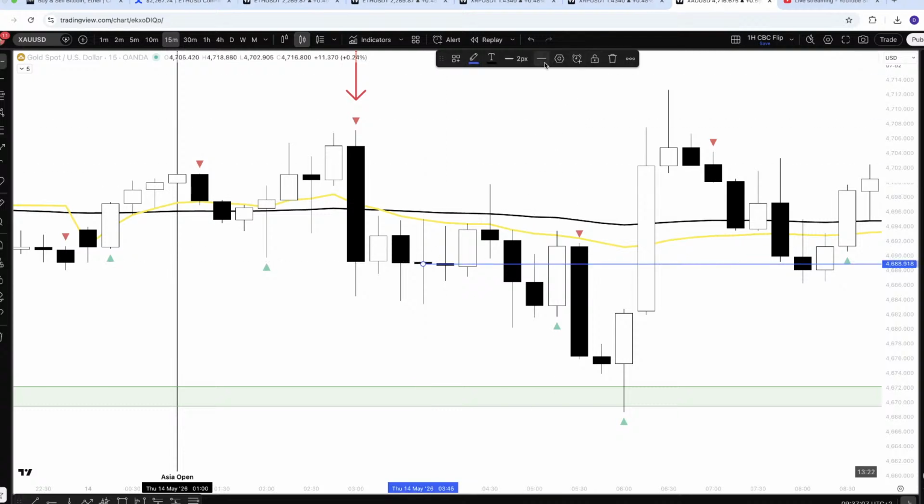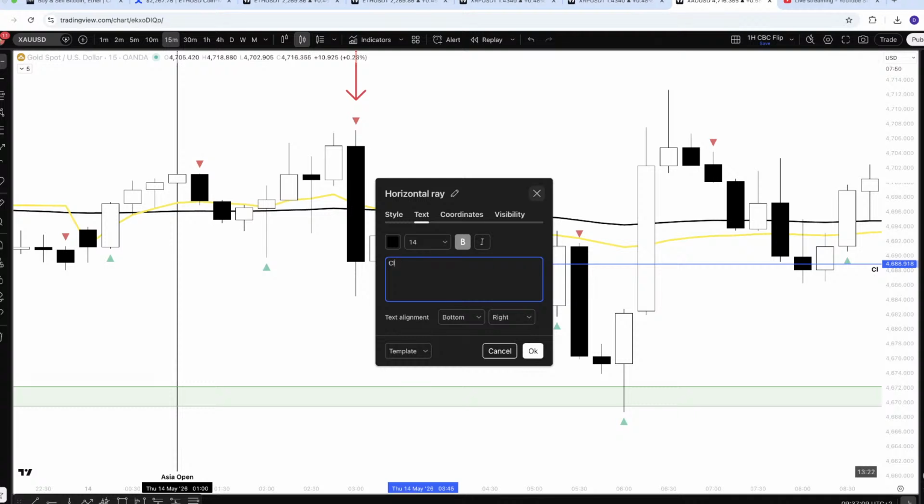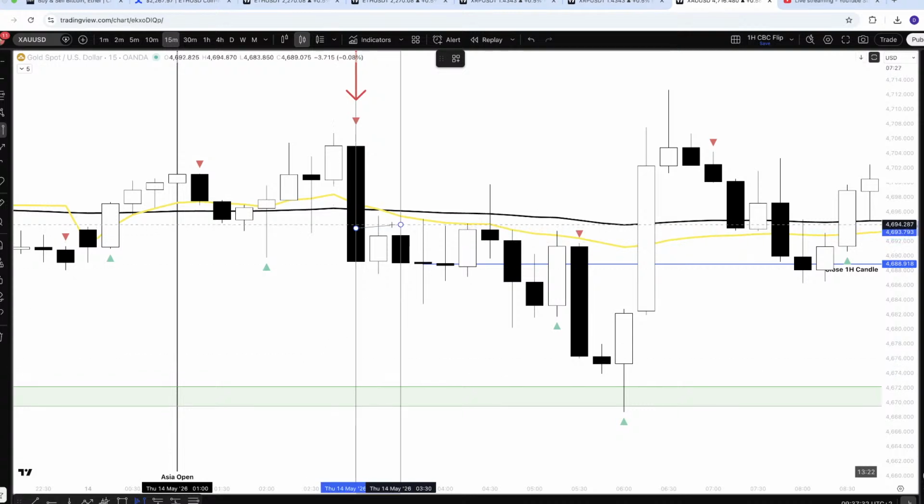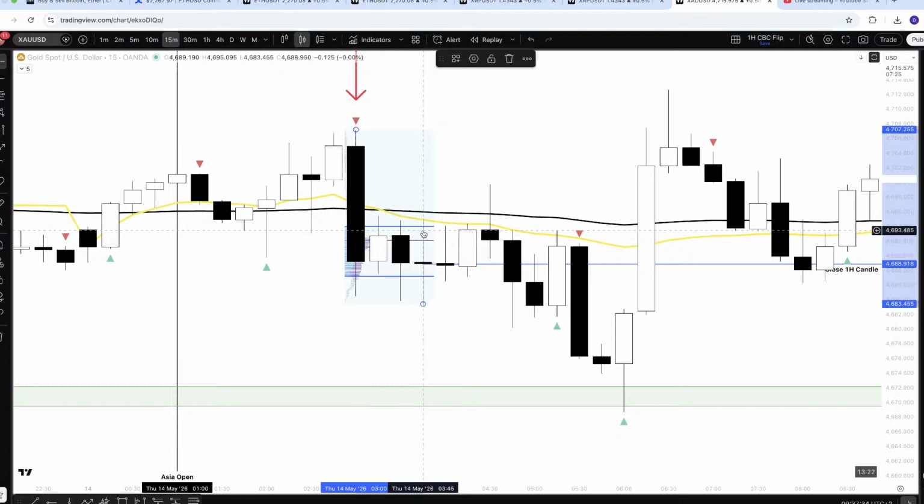So we know what it is. Close, 1 hour candle. All right. So we know this is where you can enter on a higher time frame. But now let me show you how I will find a better entry. You can take your volume profile. I use fixed range. You put it on this 1 hour candle.